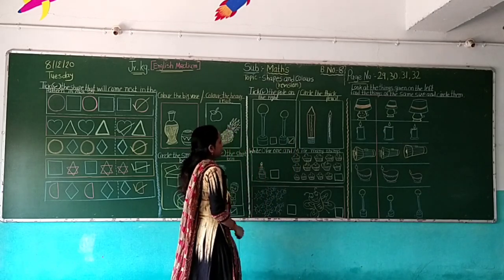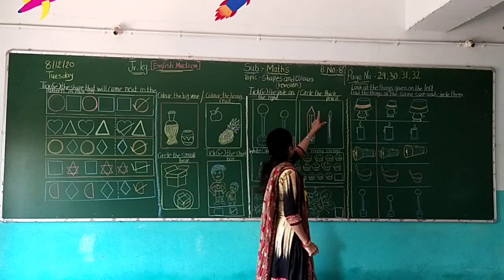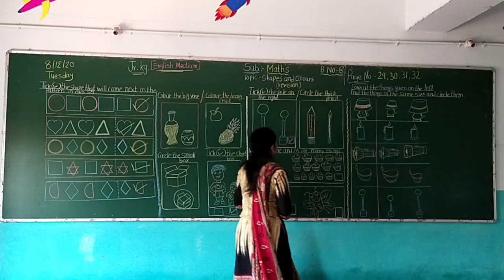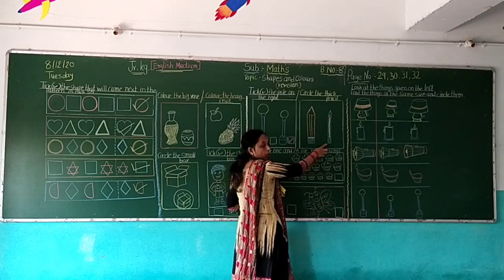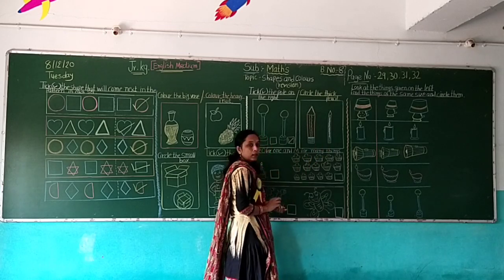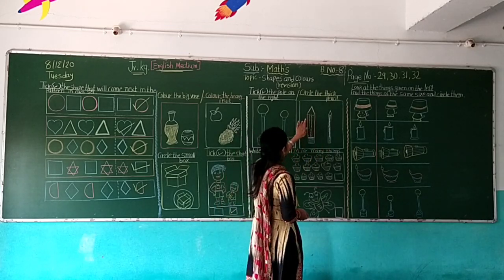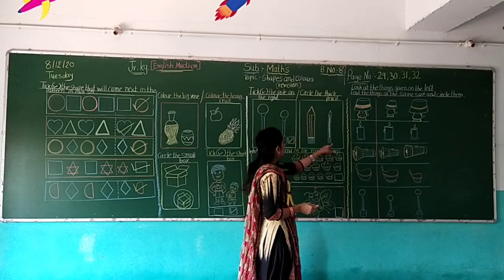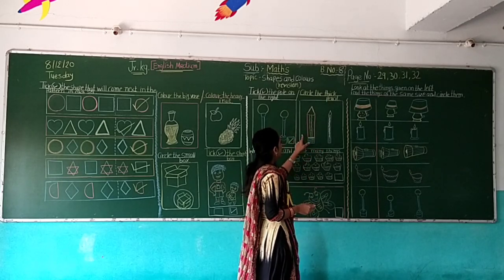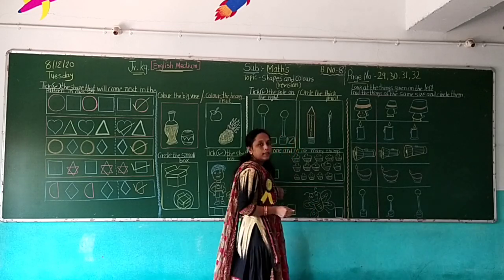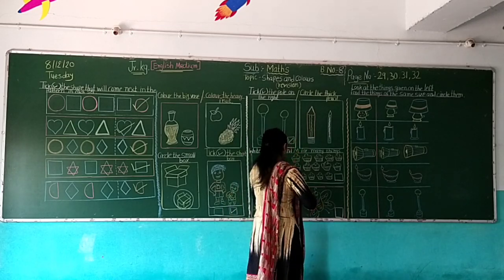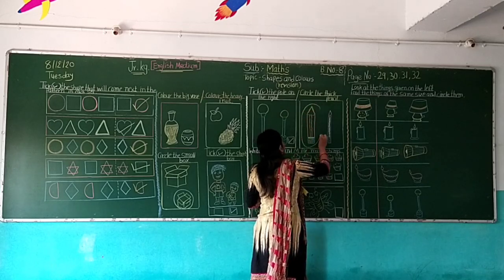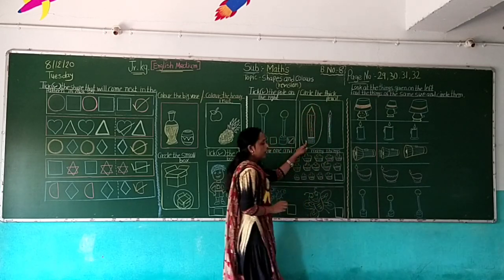Now next, circle the thick pencil. Which pencil is thick? This? No. This pencil is thin. So which pencil is thick? Yes. This pencil is thick. Look at these pencils carefully. Only circle the thick pencil. So circle here the thick pencil. This pencil is thick. So here we circle.